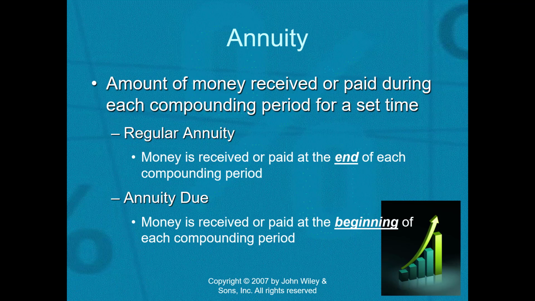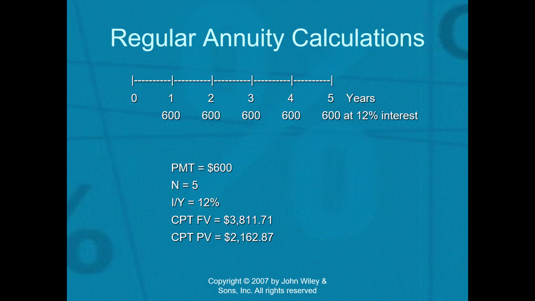An annuity due is different because it's paid at the beginning of each compounding period. As we've said several times now, what that means is that that one is more valuable to us because it is paid at the beginning of the compounding period. So we're going to explain that again.